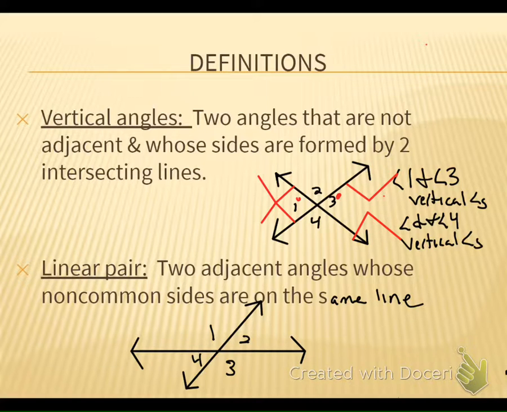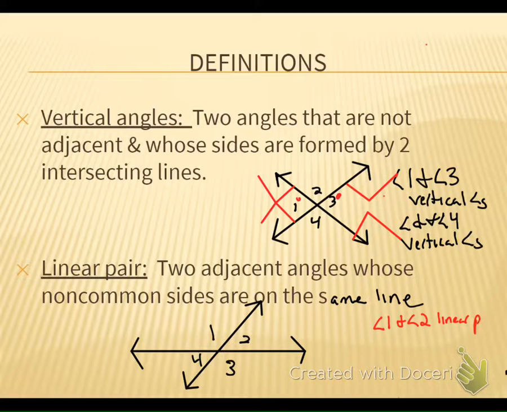Down below we have linear pairs. These are 2 adjacent angles. What does it mean to be adjacent? Next to, yep. Next to, same vertex, 1 shared side. So we have 2 adjacent angles whose non-shared sides lie on the same line. So we see that angle 1 and angle 2 are linear pairs.